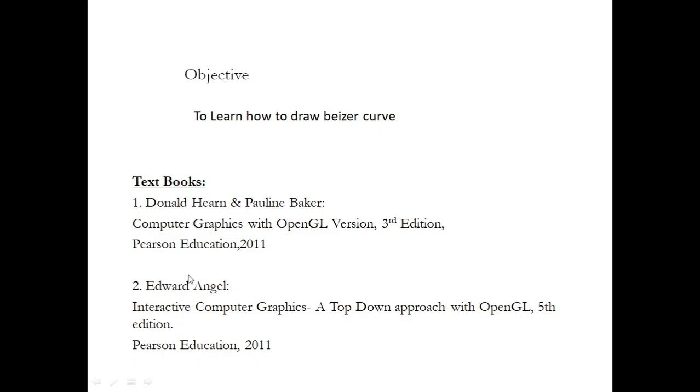You have to refer to the textbook. Simply by seeing this video, you cannot understand. You can understand basic concepts, but there are some formulas. So you must refer to the textbook. Please refer to the textbook before executing this program and learn the formulas, how the formulas are used to draw the curve.